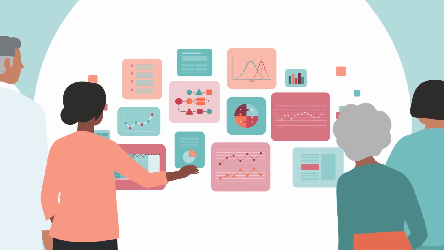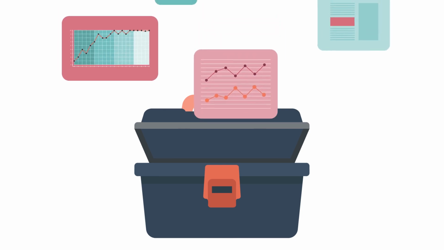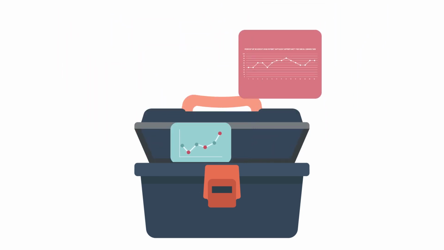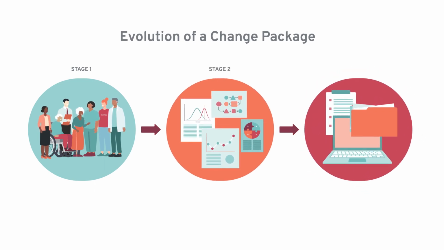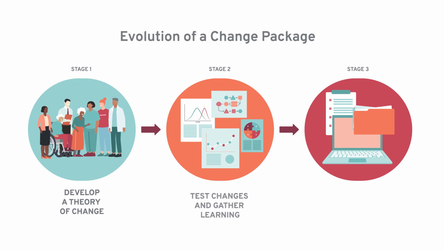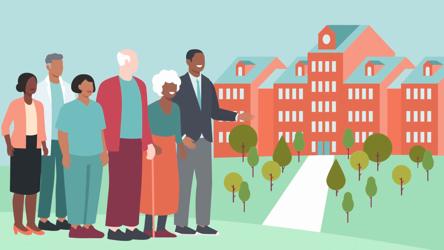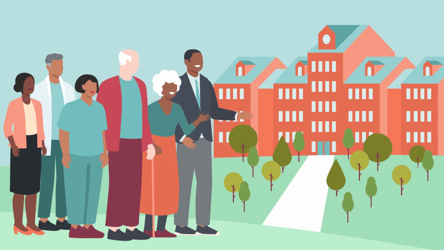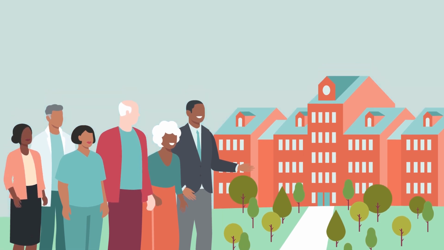the wider field. The learning captured in a change package is collected from the beginning of an initiative and will evolve over time. At Shift, we see this evolution in 3 stages: developing the theory of change, testing the changes, and synthesizing learning. To better understand the stages of creating a change package, let's look at an initiative with the goal of improving the health and wellness of senior living community residents.